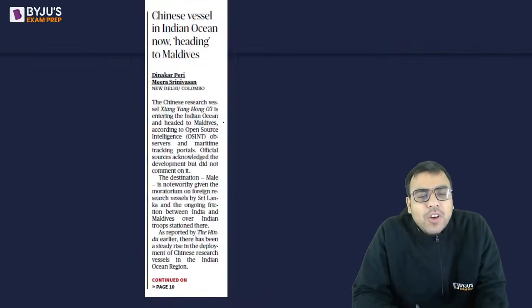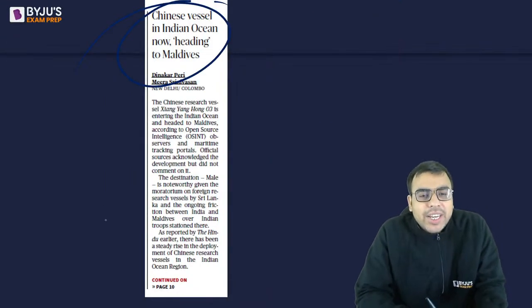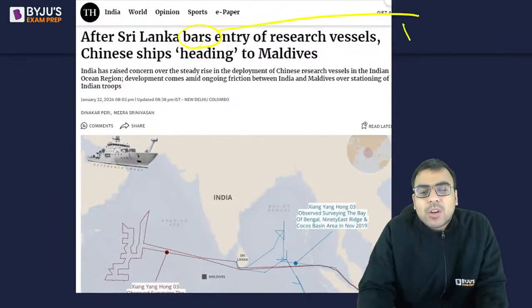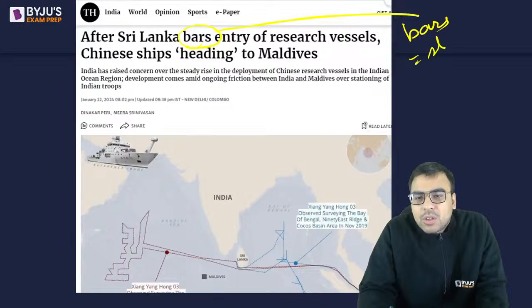Okay, let's move on. Chinese vessel in Indian Ocean now heading towards Maldives. Now it was in the news after Sri Lanka bars, meaning रोक लगाना, stop, don't allow.